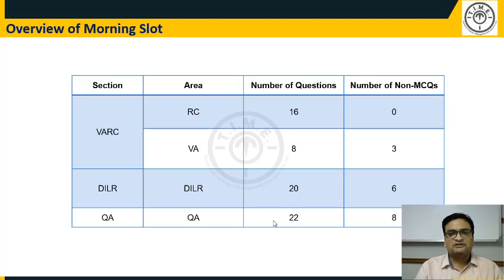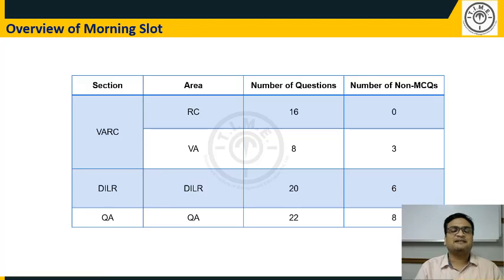So this year as well, just like last year, there were 24 questions coming from the VARC section, 16 from RC and 8 from the verbal ability. There were 20 questions coming from the DILR, 22 from the Quant section. And with the non-MCQ type of questions still appearing in the test, these were the number of non-MCQ that we had, 3, 6 and 8 in the three sections respectively.